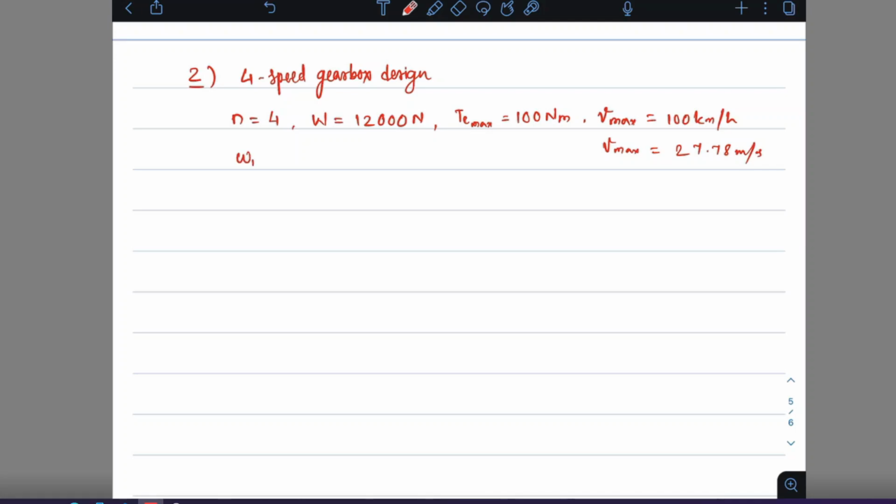And omega max is given as 2 pi over 60 into 3000, so it's 3000 rpm. This gives it in radian per second. So kindly make sure whenever you are doing your homeworks, try to keep units in SI units. So this will be 314.16 radian per second.